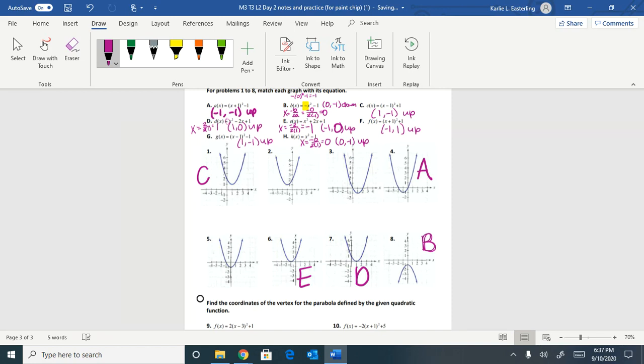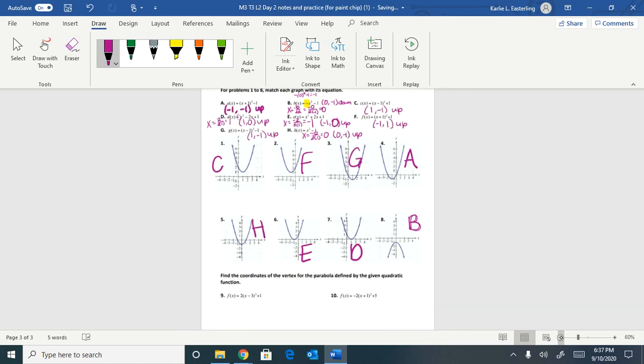For F, we're looking at (-1, 1), which looks like number 2 to me. G was (1, -1), looking like number 3. And H is at (0, -1). So we're able to match up all those graphs there.